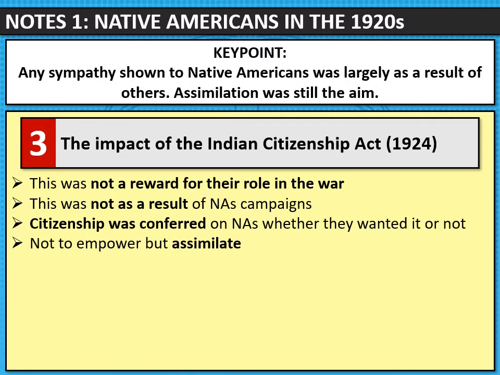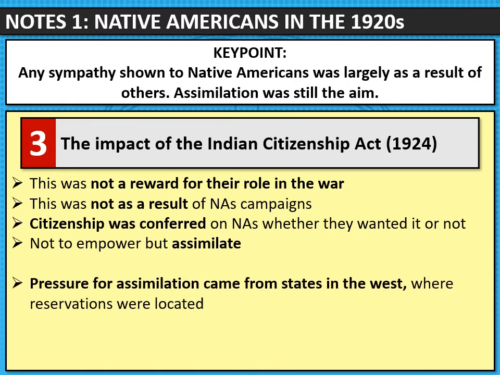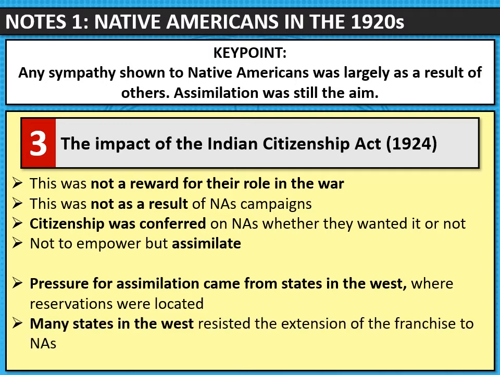Therefore, its aim was not to empower them by giving them citizenship, but to assimilate them, making them more like the mainstream American community. This move towards the Indian Citizenship Act came largely from states in the west of America, where reservations were mostly located. Those same states often resisted the extension of the franchise to Native Americans, and many put in stipulations or criteria that were forms of discrimination to prevent Native Americans from voting.